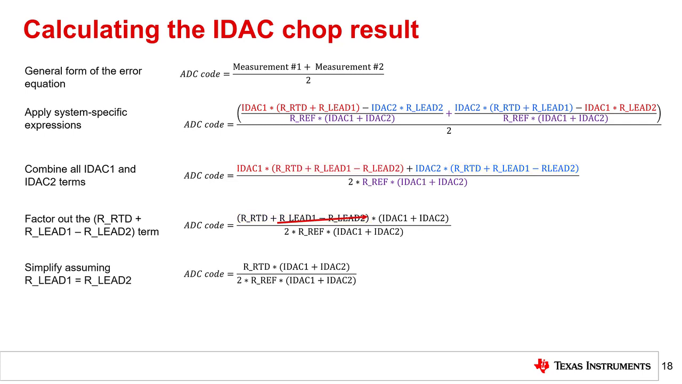Assuming R lead 1 equals R lead 2 yields the fifth equation. Finally, the IDAC terms in both the numerator and the denominator cancel, resulting in the ideal IDAC ADC output code equation for a 3-wire RTD measurement system using 2 IDACs and a low side RF. For a system using a high-side RF, the IDAC chop procedure is exactly the same, but the final ADC output code equation is RRTD divided by RREF.